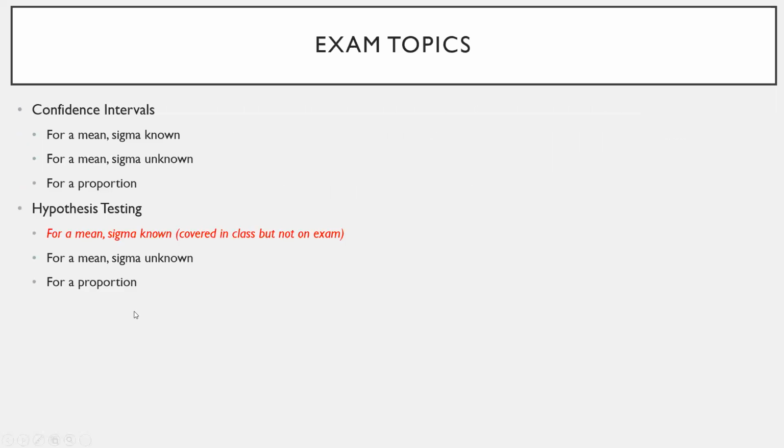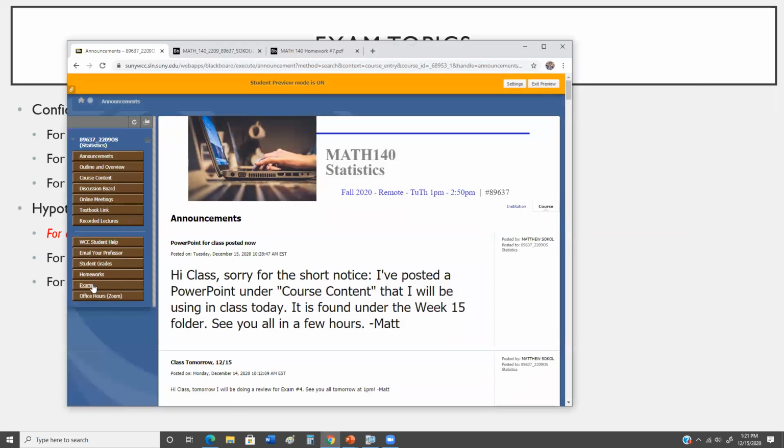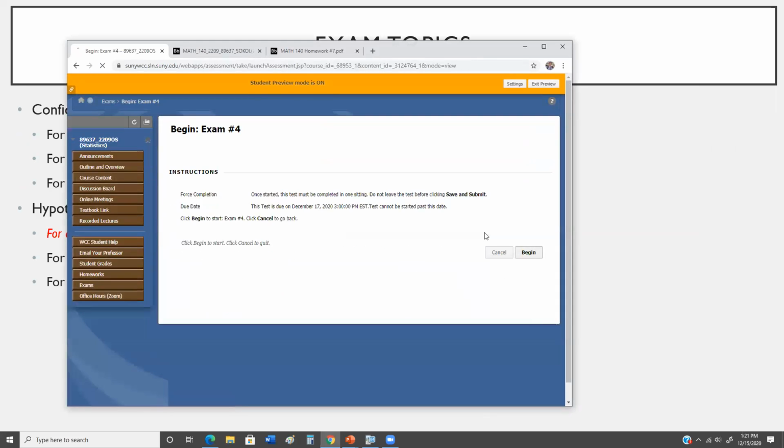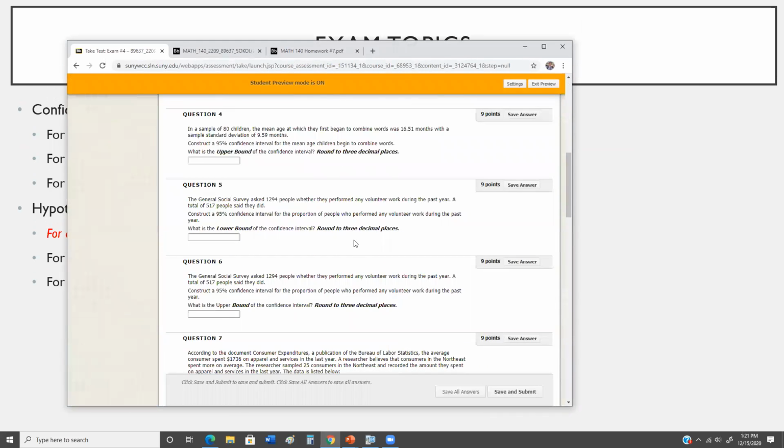All right. Okay, so here are the topics on the exam, okay? And I will tell you what questions they reference on the exam. So confidence intervals, there were three types of confidence intervals. One for a mean when sigma was known. This is questions 1 and 2 on the exam. Confidence interval for a mean sigma unknown. This is questions 3 and 4 on the exam. Confidence interval for a proportion. These are questions 5 and 6 on the exam. Let me just confirm this. Yep.